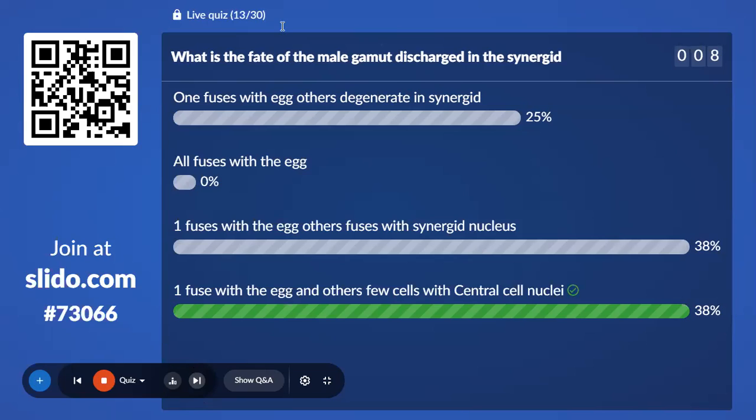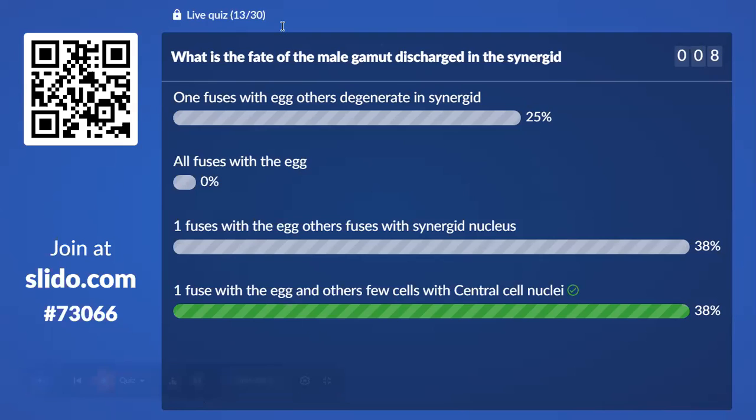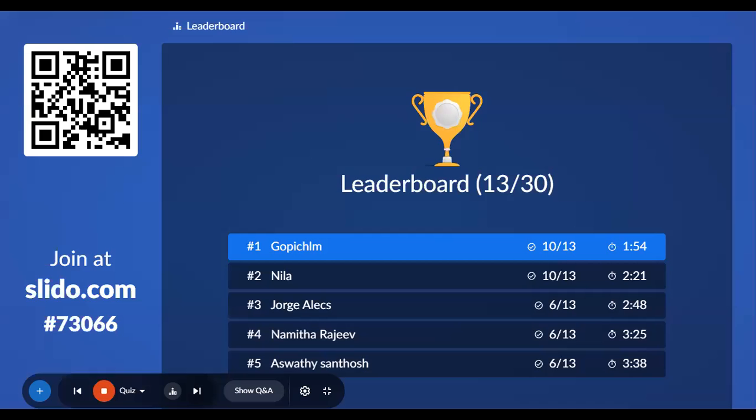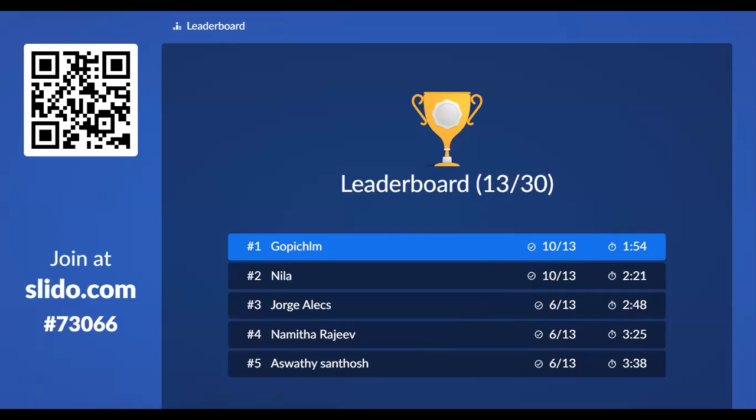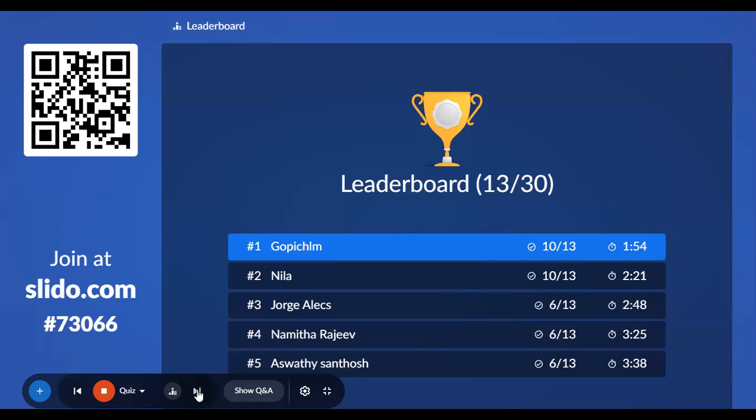Okay, guys, 38% of students voted for option D. Moving on to the next question. And the leaderboard: Gobi stands in the first position, second Nila, third George Alex, fourth Namida Rajiv, fifth Ashwati Santosh. Moving on to the next question, the 14th question of the day.